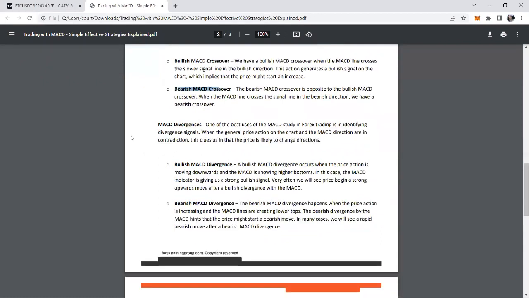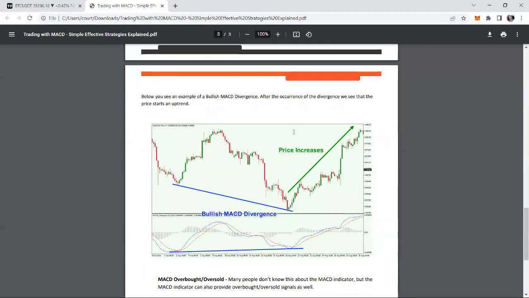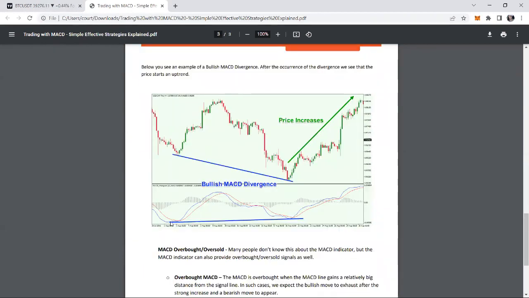There's the bullish and bearish crossover. Okay, so then you get the divergences. It's the same as the RSI divergence. So if you've watched my previous video on divergence, we did exactly the same for the MACD divergence. Over here you can see they've given an example. You can use these moving averages that they have over here, and you can also use the histogram as well.